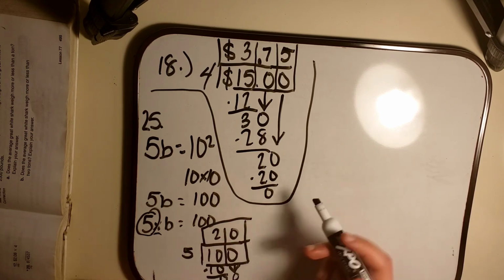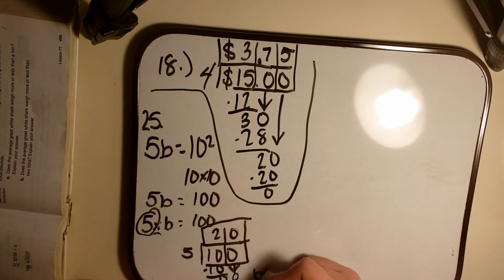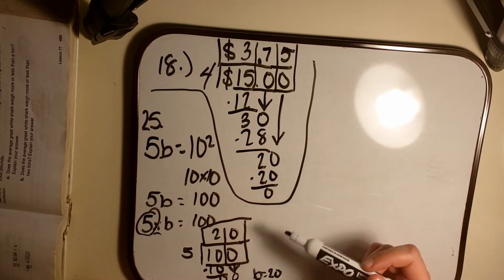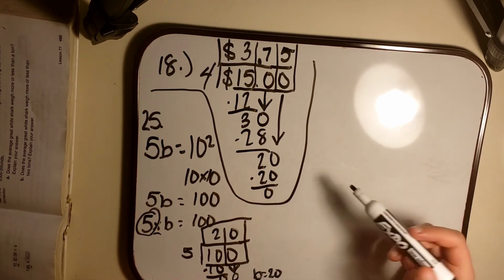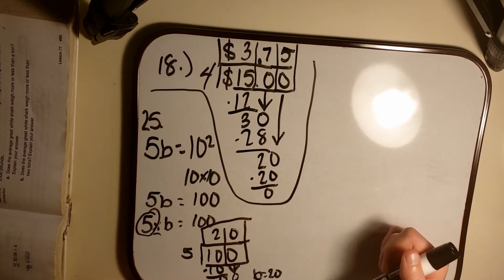You're just typing in 20. I know I usually do b equals 20, but the answer you type in is just 20. I didn't put the b in there. Alrighty.